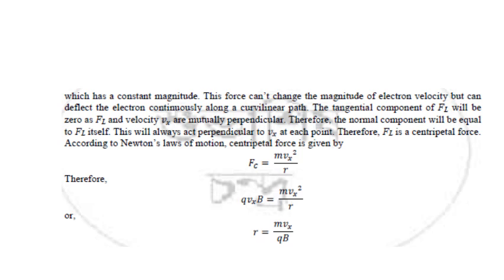This force can't change the magnitude of the electron velocity, but can deflect the electron. We have discussed this in the last class. It can only change the direction of the velocity.